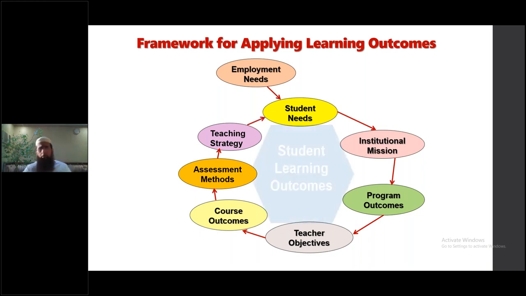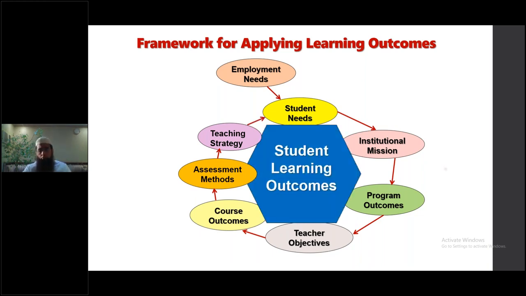So this is the learning outcome application framework. When you look into the program outcomes and you see the red arrow over there, there are other things. There are life performance roles, emerging skills, community needs, and many other aspects that have to feed in, maybe a national vision. All of that goes into program outcomes.